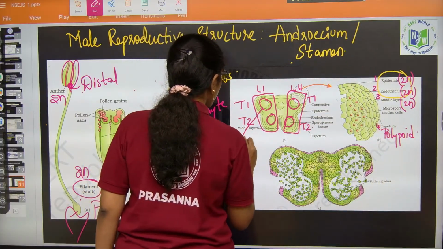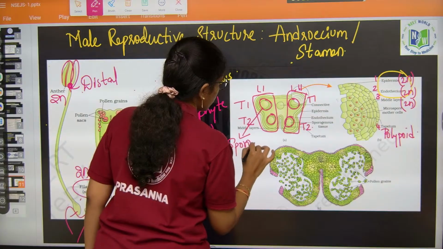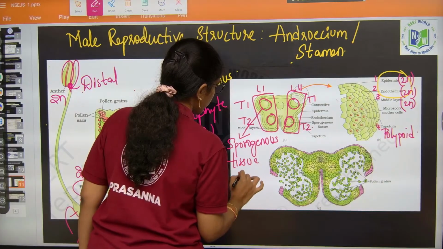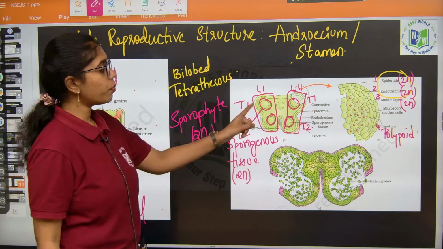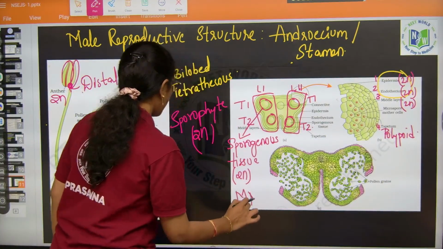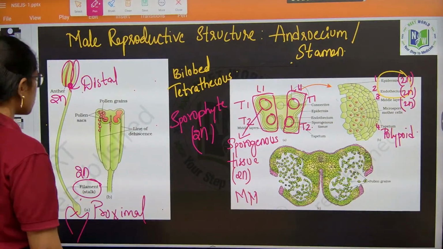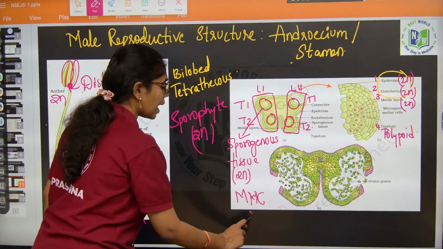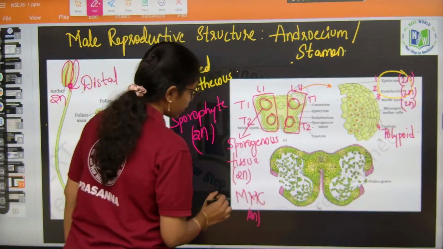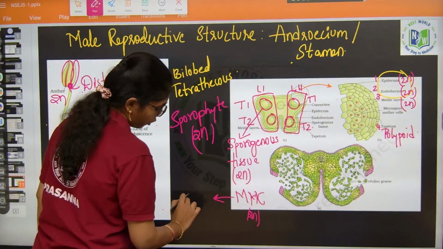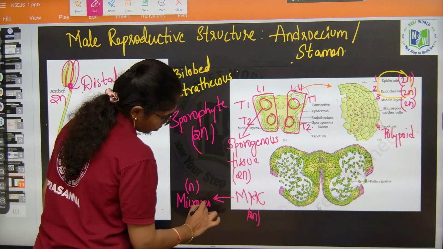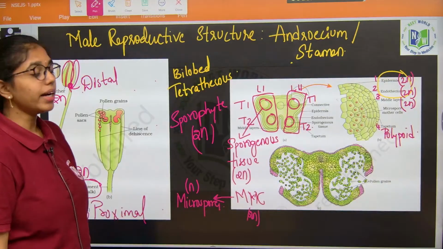Sporogenous tissue is also diploid. Okay. So, this diploid sporogenous tissue will be having microspore mother cell. Okay. They will be having what? Microspore mother cell. Microspore mother cells are diploid. Fine. This microspore mother cell will undergo meiosis and they form haploid microspores. Okay. They form what? Haploid microspores.